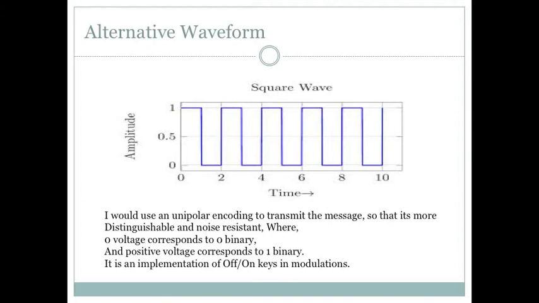An alternative waveform that I would use to transmit the message I found in part 1 would be a unipolar encoding waveform, since it has zeros and ones, where zeros correspond to no voltage and ones correspond to positive voltage. Its implementation acts like a switch, off when there is zero voltage, which corresponds to a zero in binary, and on when there is a positive voltage, which corresponds to 1 in binary. It has higher resistance against noise than the one in the question, since it's more distinguishable.